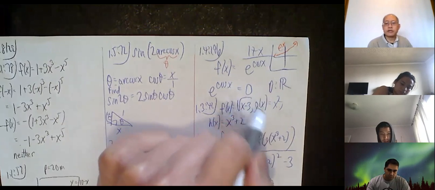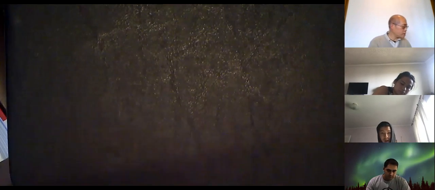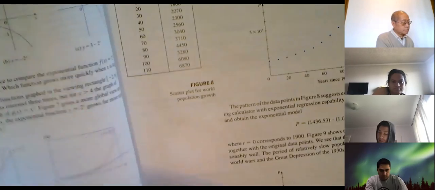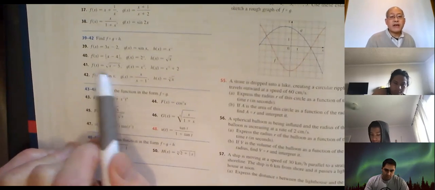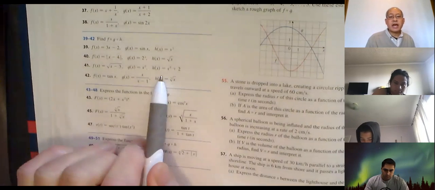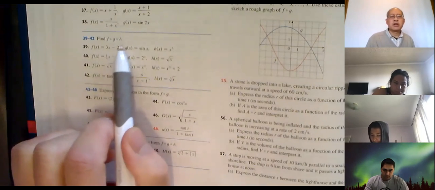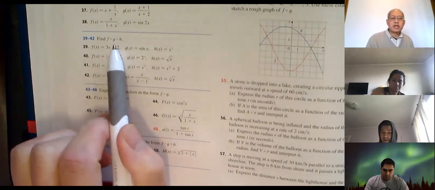Okay, then 1.3, number 41. I think that was another f of g of h one, right? I think I did one of them. I got to do the other. So where are we? Page 44. So f of x, g of x, h of x. Find f circle g circle h. So f of g of h of x, right?